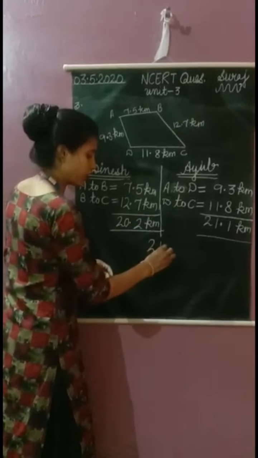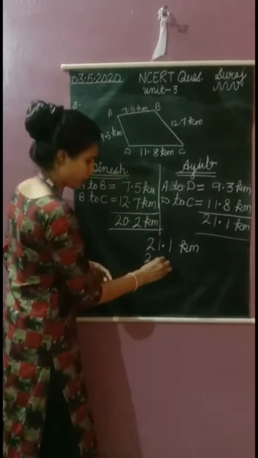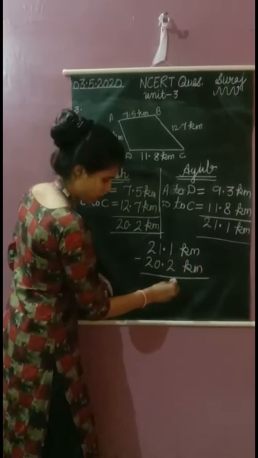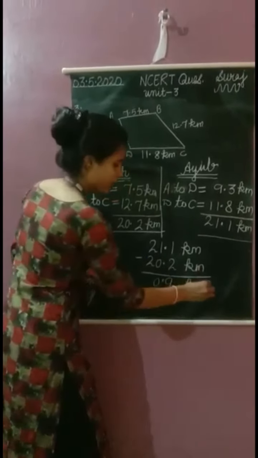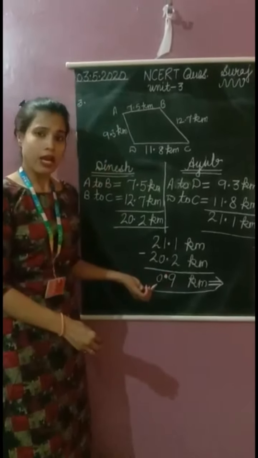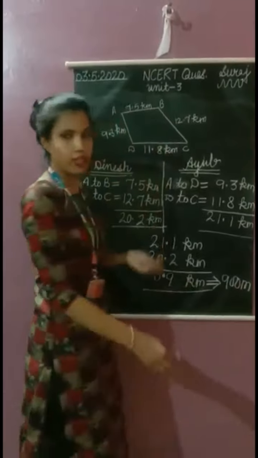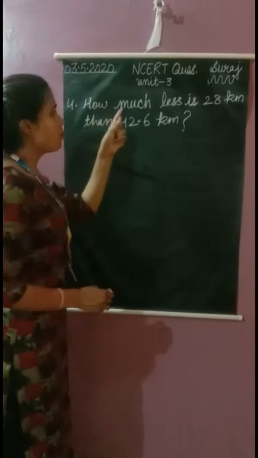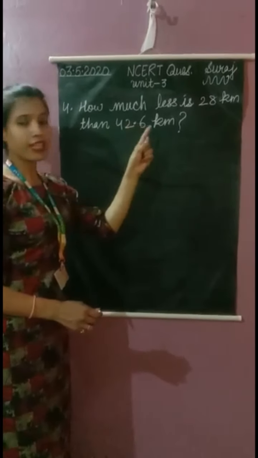तो हम आयुब के डिस्टेंस में से दिनेश का ट्रैवल जो डिस्टेंस है वो माइनस कर देंगे. And this is your 0.9 kilometer, and you can change into meter. So firstly you have to multiply by 1000 and we got 900 meter. Okay student.